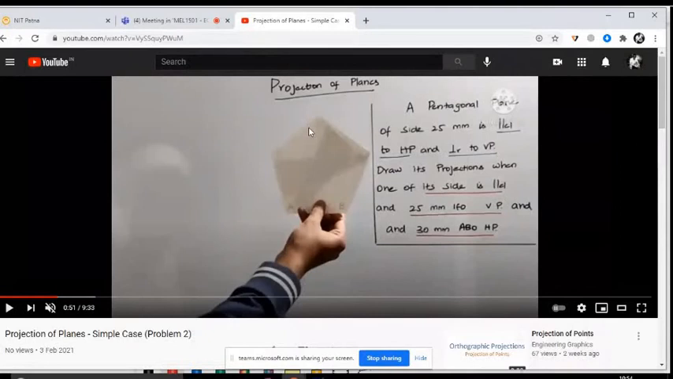Corners. So see, for example, this is the sides, and the intersection of two sides is nothing but the corners. So what it is: parallel to HP and perpendicular to VP. Let's see how it works.